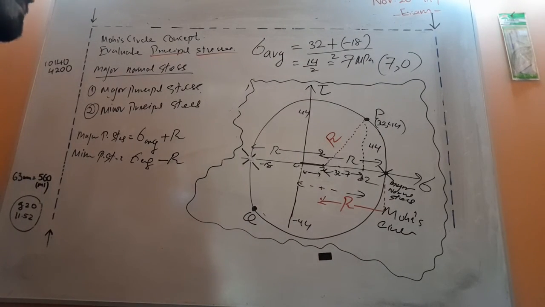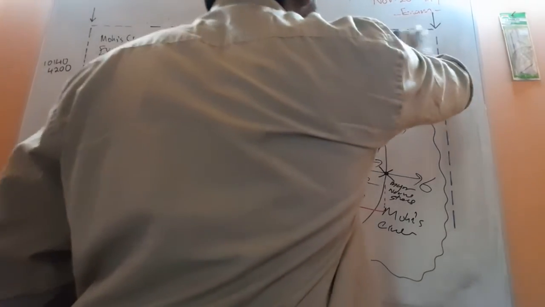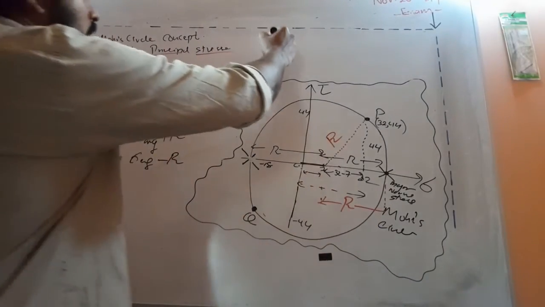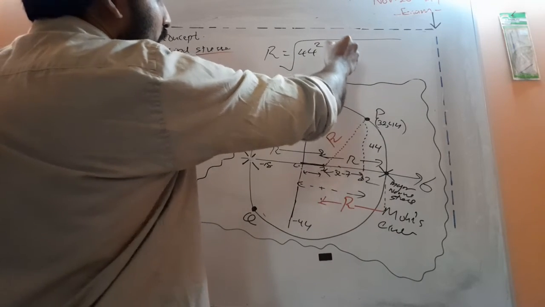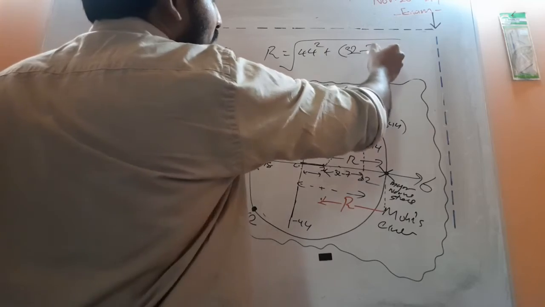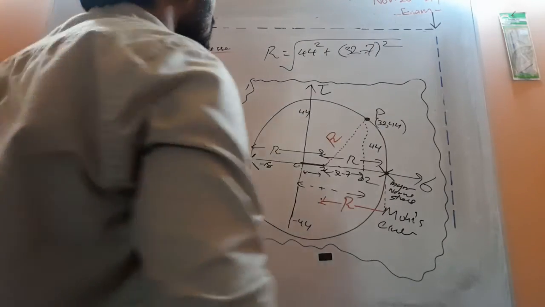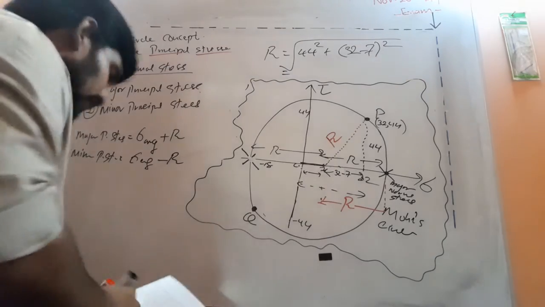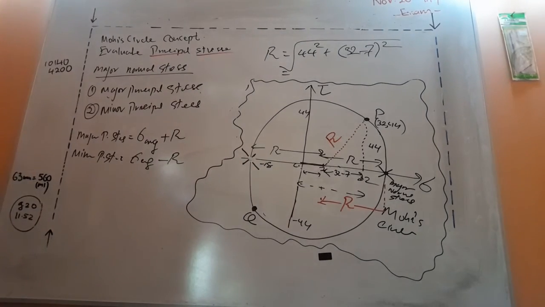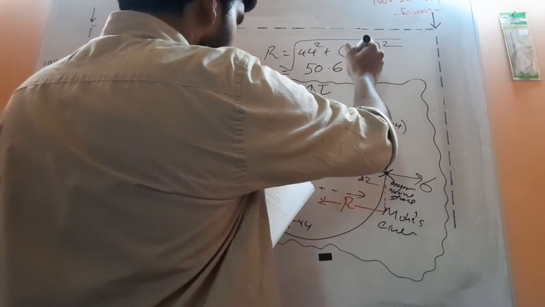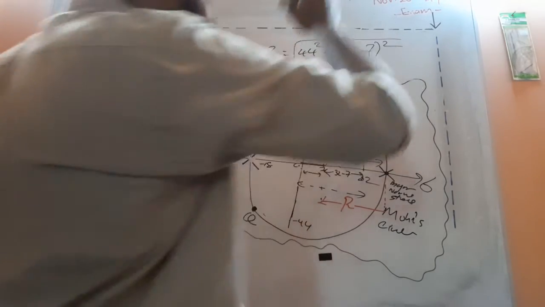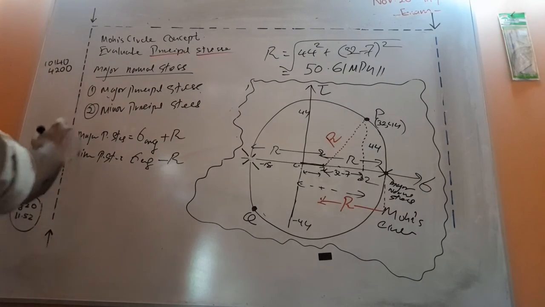Understand? Okay. So what is our R equals the square root of 44 squared plus (32 minus 7) squared. I will tell you the answer. I already have the answers. It should be 50.61 megapascal. So that is the radius. Right? So it's very simple.